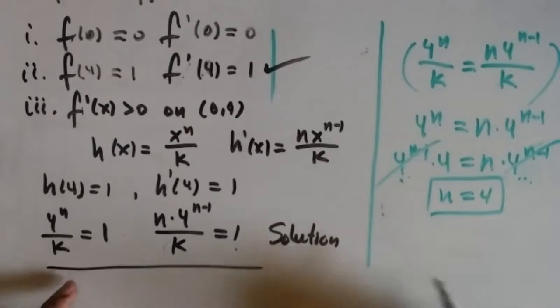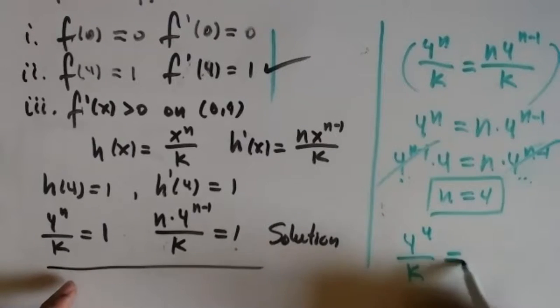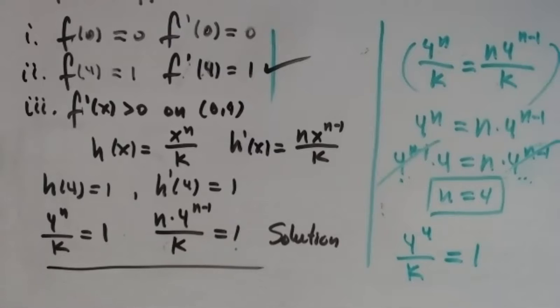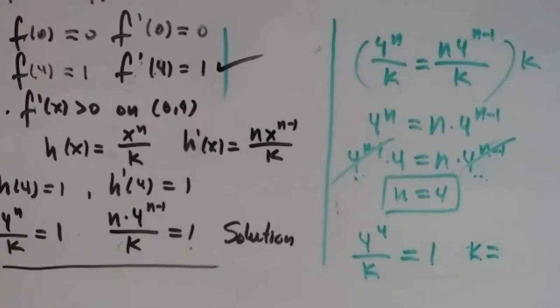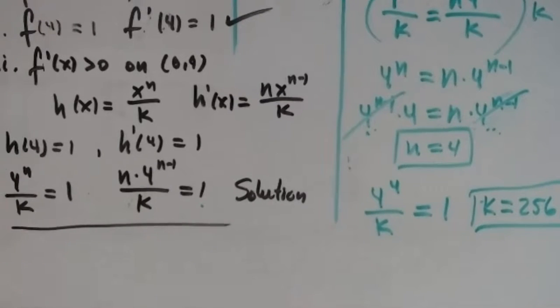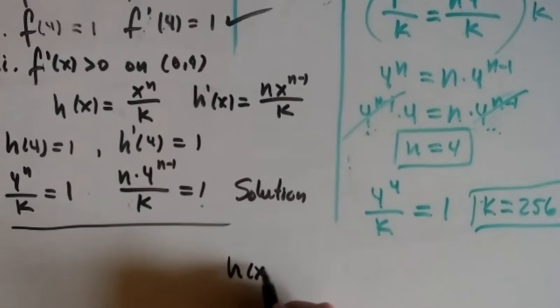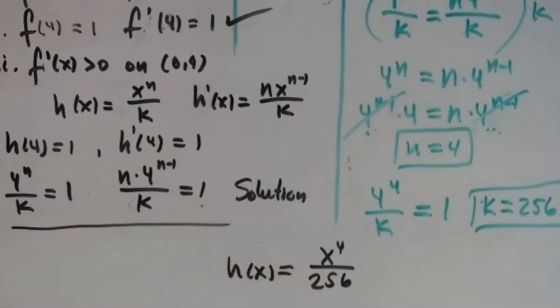The first one. So 4 to the 4 over k is 1, correct? 4 times 16, 64. So k is 256. Correct. So what is the function I found? Well, my function h is x to the 4 over 256, correct? So this is the function.